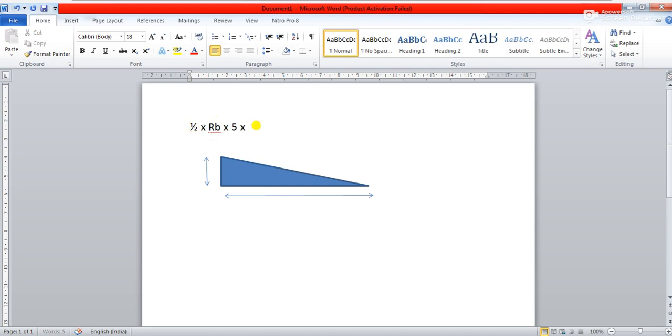Half into RB into 5 into 5. 5 is this ordinate, right? So half into RB into 5 into 5. Now this is the area of this triangle.